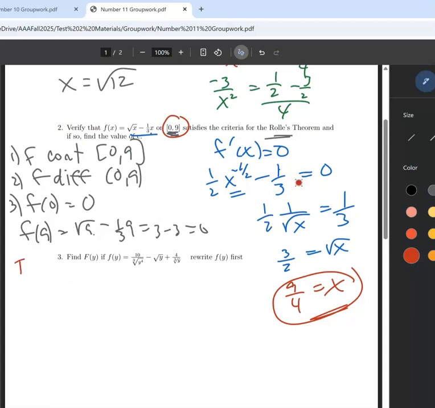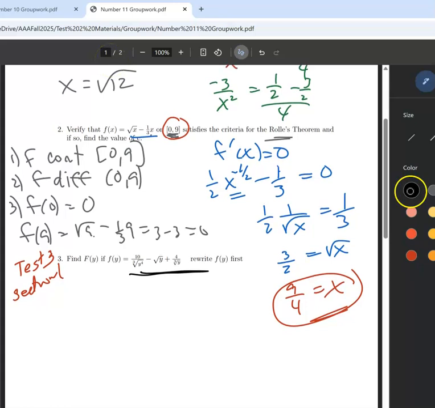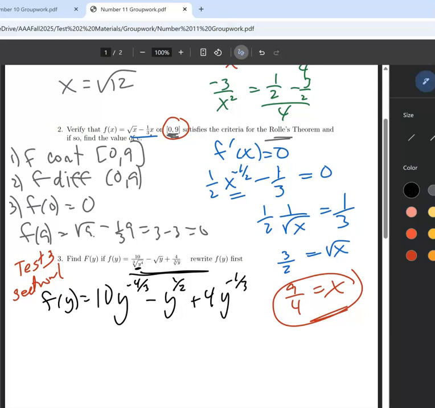Okay, so this is moving into test 3, section 1. Just taking baby steps in there. All right, so what I want you to do is rewrite that first. So this would be 10, and if I rewrite this as y to the power over root, that'd be negative 4/3. This would be minus y to the 1/2, and then this would be positive 4 y to the negative 1/3.